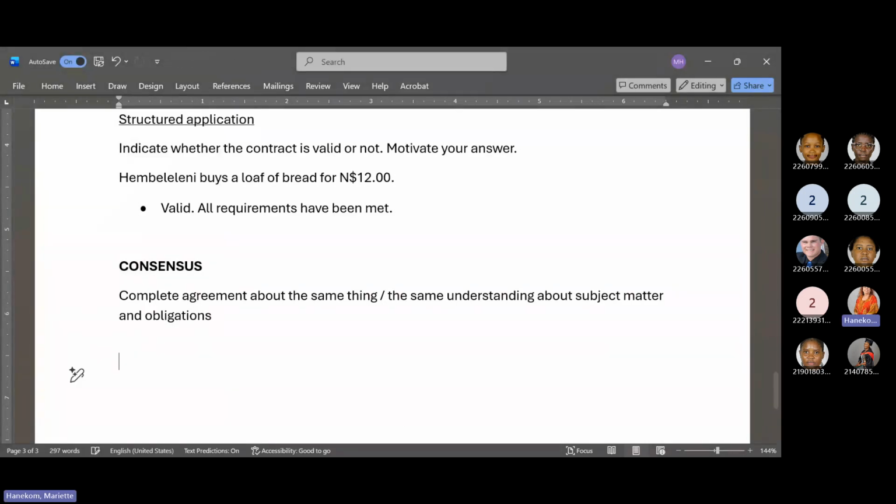Now, how do we arrive at consensus? Consensus comes into being through a process of negotiation. Essentially, there's an offer plus acceptance, which gives you consensus. So the elements of consensus are offer and acceptance.